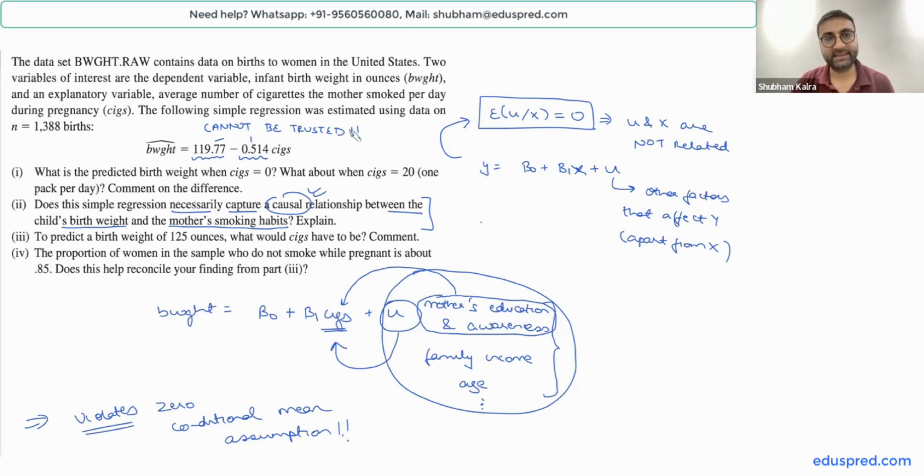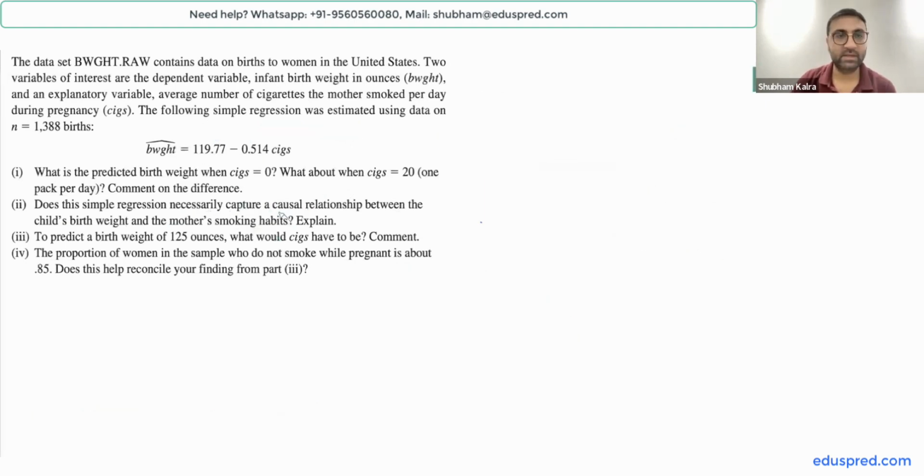I hope this is clear. Let's move to part number 3. To predict a birth weight of 125 ounces, what would CIGS have to be? To solve this, all we have to do is put 125 over here, right? So the predicted birth weight is given as 125. Now we have to solve for CIGS.